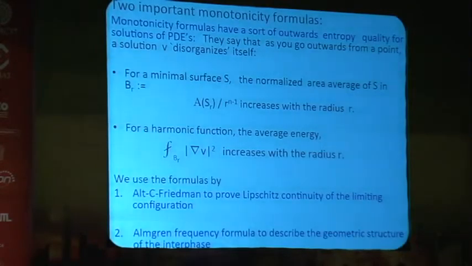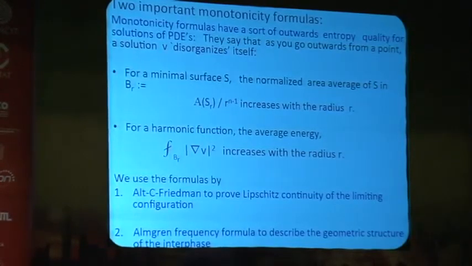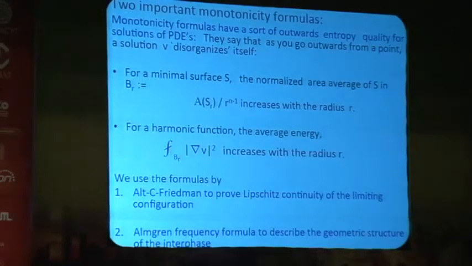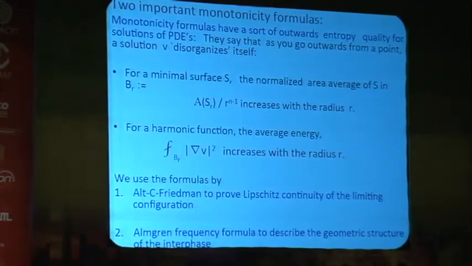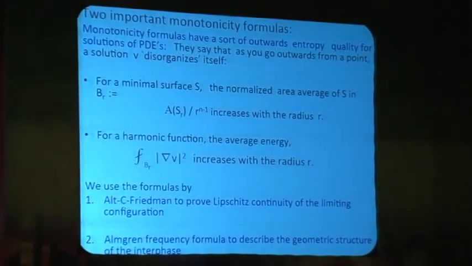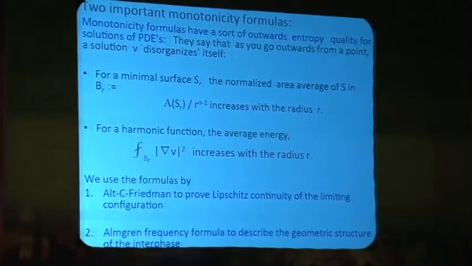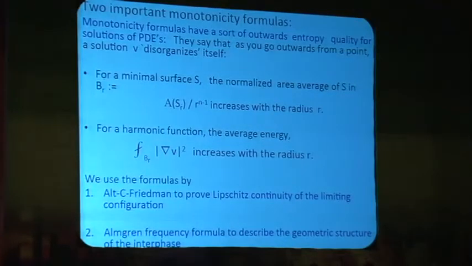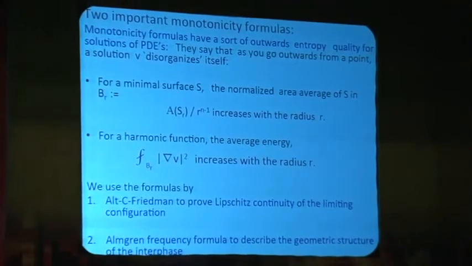Another is that if you have a harmonic function and you take the square of the gradient of the harmonic function and average on the ball of radius r, that also increases with r. In fact, these two quantities remain constant only if the surface is a cone. In the case of the minimal surface, this ratio remains constant only if it is a minimal cone, and in the second case, only if the harmonic function is a plane. Okay, so I'm going to use two monotonicity formulas. One that I developed with Alt and Friedman many years ago, and another one, which is very well known, the Almgren frequency formula, to describe the geometric structure of the interface.